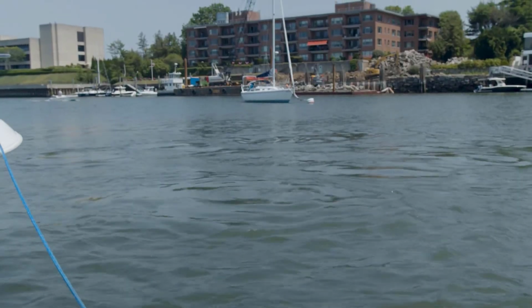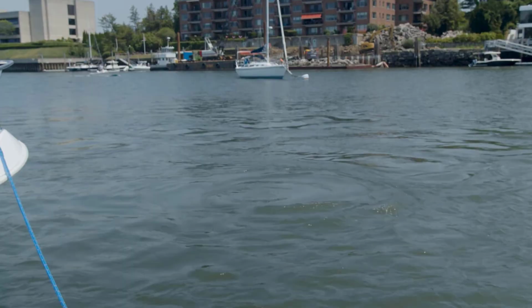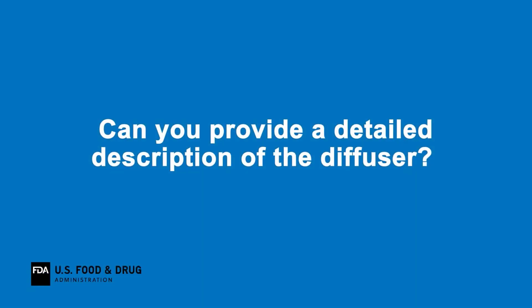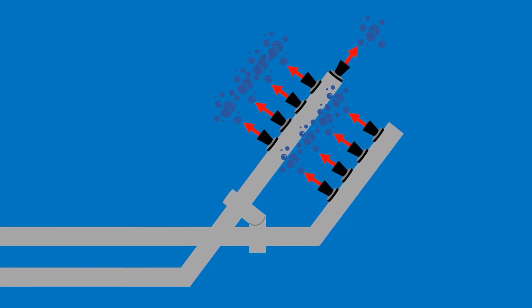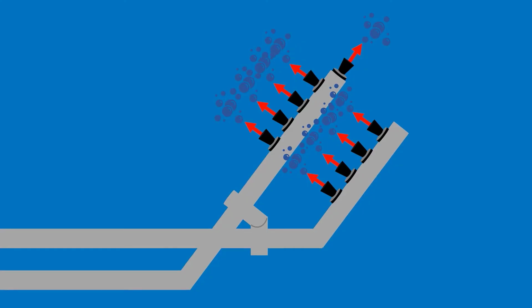Final effluent is discharged from a diffuser pipe that extends from the final UV disinfection channels out into the water body. The effluent pipe is anchored to the bottom, and effluent is discharged through multiple ports or diffusers. Can you provide a detailed description of the diffuser? So disinfected effluent moves from the UV system through a 54-inch diameter pipe to an outfall chamber where it's hydraulically split and then discharged into Greenwich Harbor.